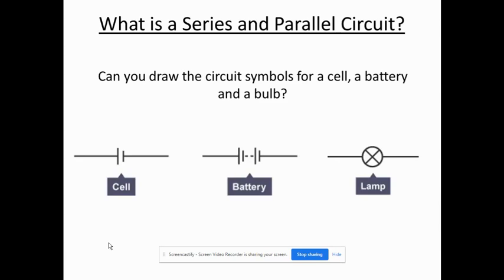Okay, so what you should have had is a cell is this longer line here with a slightly shorter line next to it. A battery is made up of multiple cells together. You can see here there are two cells together, so it's a battery. And then a bulb or a lamp is represented by a circle with a cross through the middle.